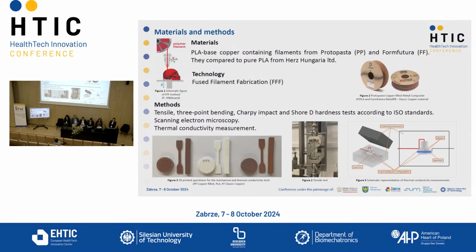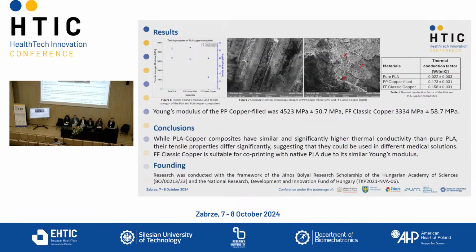We used two composite materials from Protopasta and from Formfutura, and we prepared the specimens with fused filament fabrication technology. After that we performed a series of mechanical tests according to ISO standards, as well as scanning electron microscopy and thermal conductivity measurement. I would like to highlight the tensile test. The results show that the tensile strength of the Formfutura Classic Copper material was significantly lower than pure PLA, but the tensile modulus of this material was similar to pure PLA.